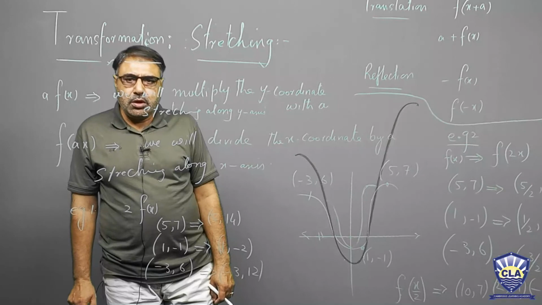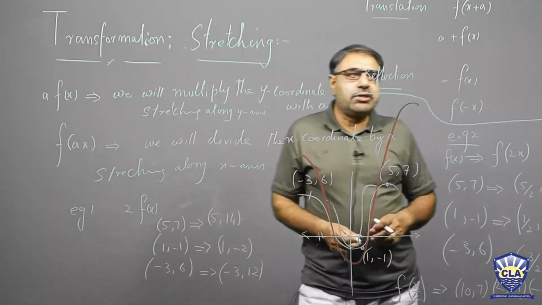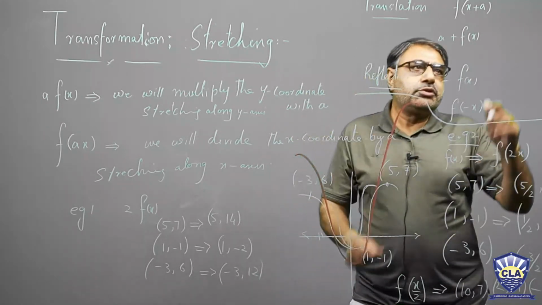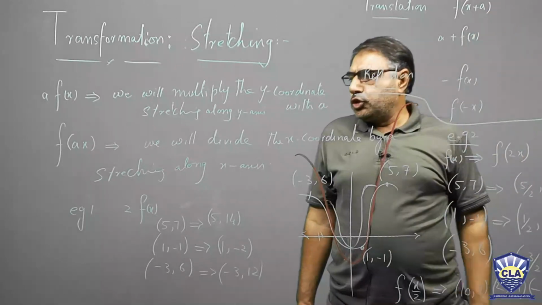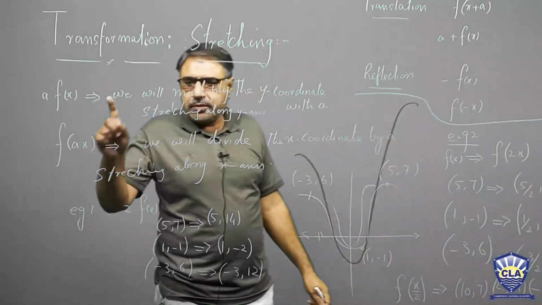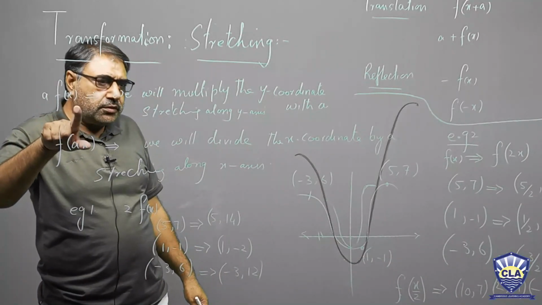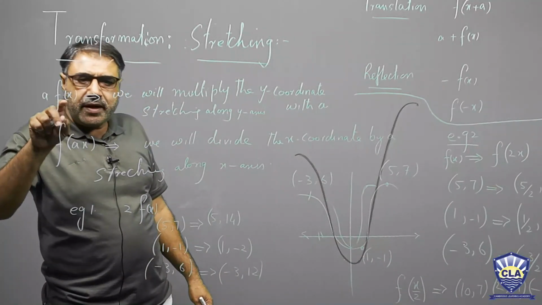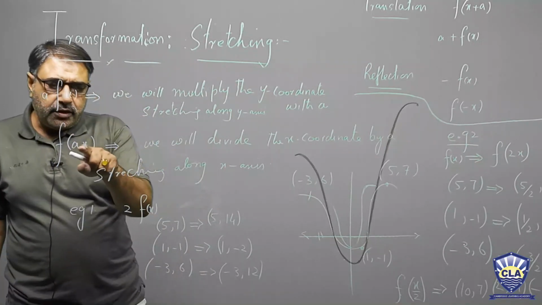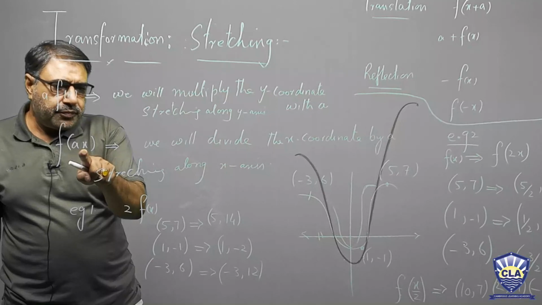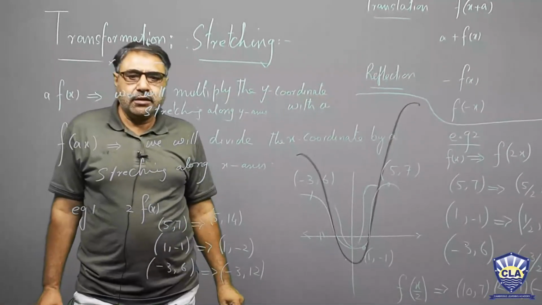So these are the three transformations: translation, reflection, and stretching. In stretching, in short, it is just multiplication and division. If a is multiplied with the function, then we will multiply it with the y coordinate. And if it is multiplied with the x, then we will divide the x coordinate by a. It is the stretching.